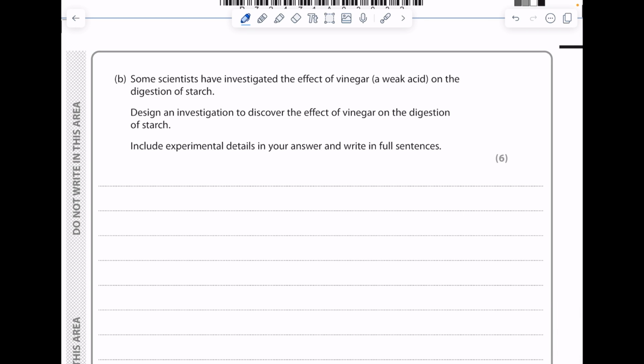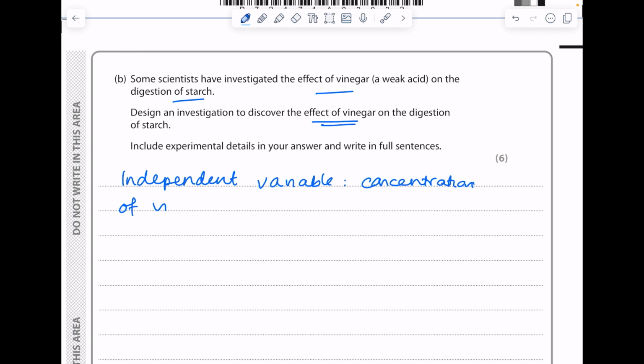Some scientists have investigated the effect of vinegar, a weak acid, on the digestion of starch. Design an investigation to discover the effect of vinegar on the digestion of starch. Include experimental details in your answer and write in full sentences. If you've been following me for a while, you'll know that I prefer the variable layout as opposed to columns. So I'm going to use that today. The independent variable is what you change. So it's going to be the concentration of vinegar applied, and give some examples. So we're changing the concentration of vinegar.